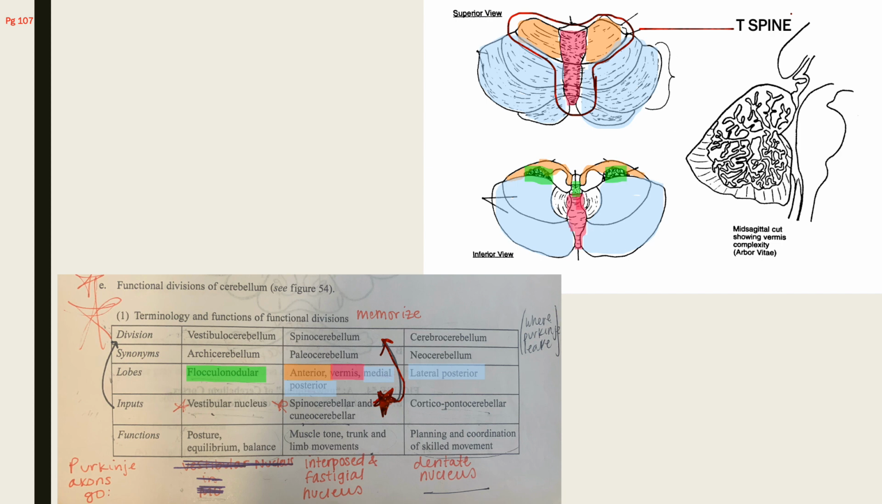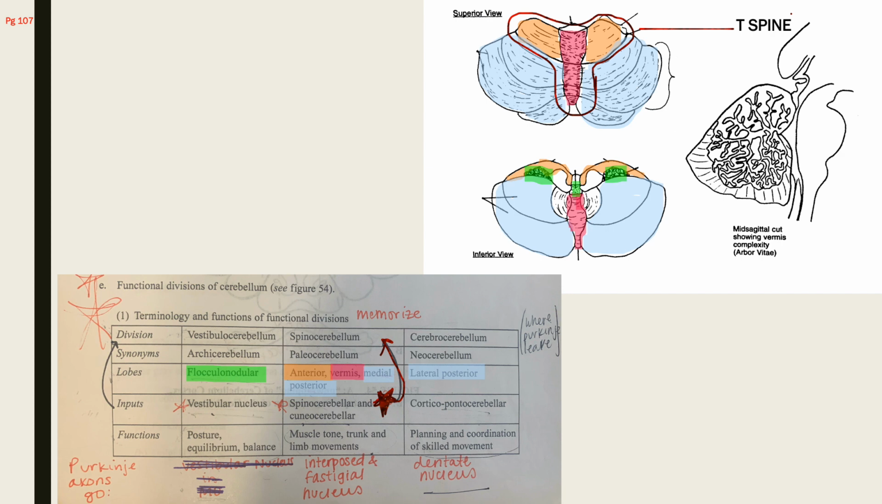We have our lobes, but the cerebellum is also divided into its functional divisions, and that's what that first line is. For example, the first one, the vestibulocerebellum, is where you look at the function, where the information on posture, equilibrium, and balance goes. So the functional division is vestibulocerebellum. It deals with posture, equilibrium, and balance. And the lobe that it's in, or where it's located, is the flocculonodular lobe.